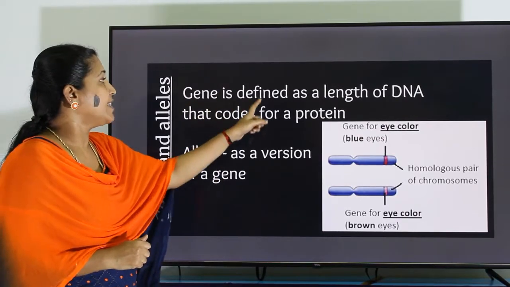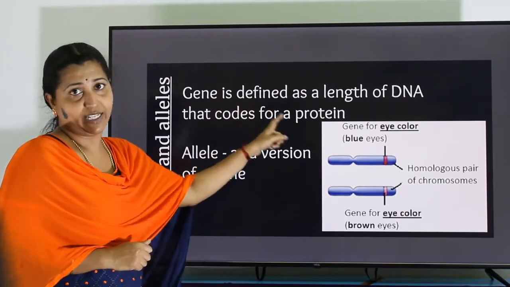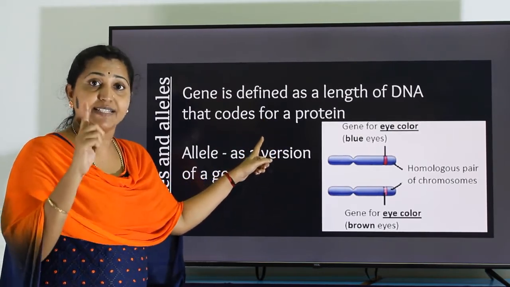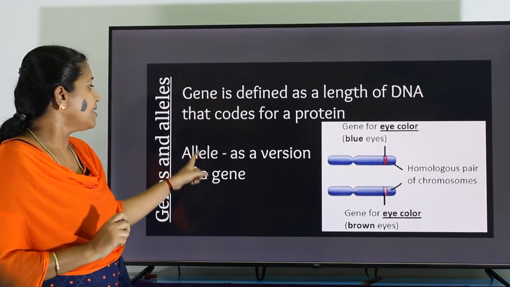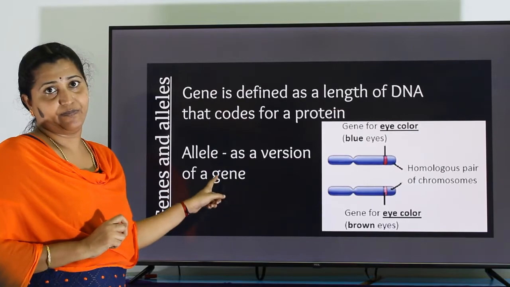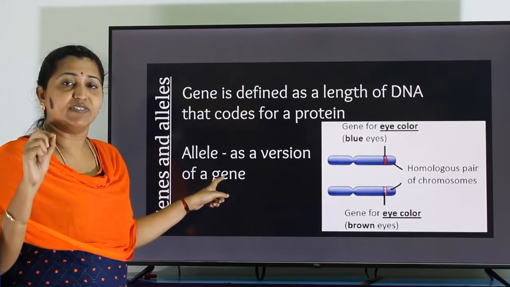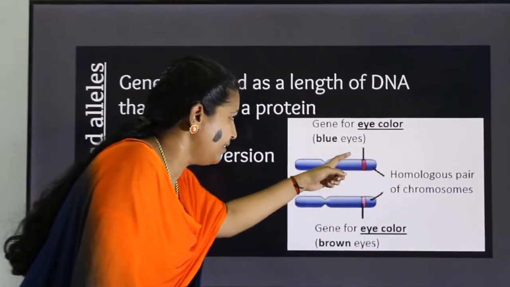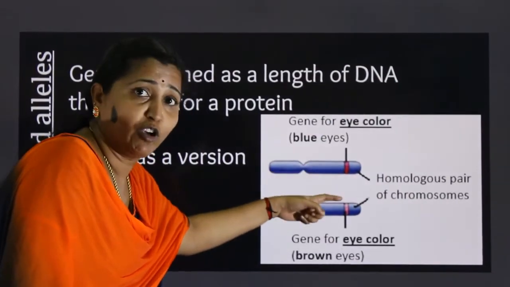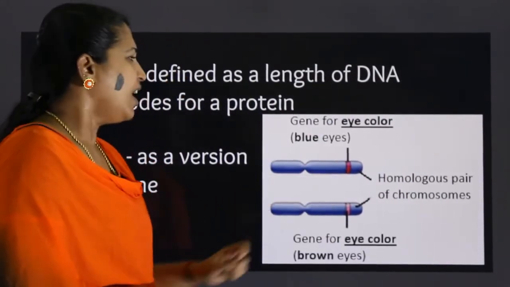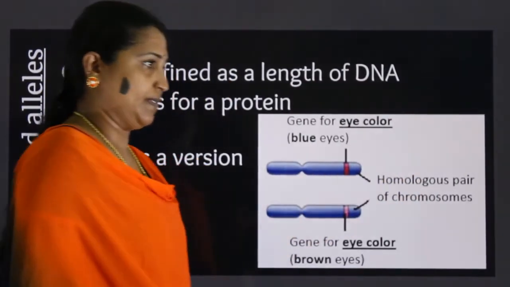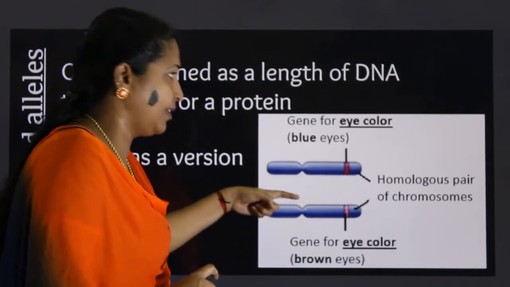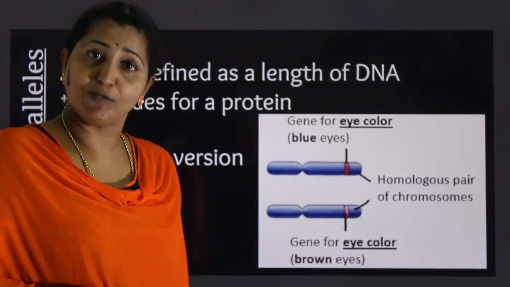So gene is defined as a length of DNA that codes for a protein. So for the production of protein, a gene is responsible. And the alleles are defined as a version of a gene. You can look at the picture here. In this picture, a homologous pair of chromosomes is shown. And what does it mean, homologous pair of chromosomes? If the chromosomes have similar structure as well as length, we call it as homologous pair of chromosomes.